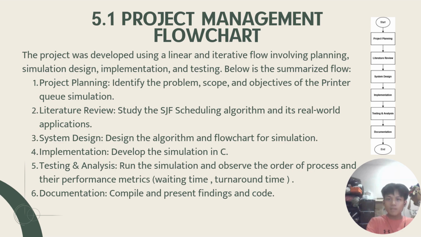This is the project management flowchart of our project. We follow a linear and iterative process, starting with project planning to define the problem, scope, and objectives. Next, we conducted a literature review to understand the shortest job first scheduling algorithm and its real-world use. Next, we designed the algorithm and the flowchart, followed by implementation using the C programming language. After that, we tested a simulation to observe job order and key performance metrics like waiting time and turnaround time. Finally, we documented our findings and compiled the code.